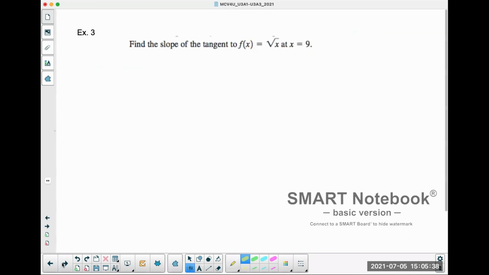And the last type of function we're going to talk about is what we call a square root function.